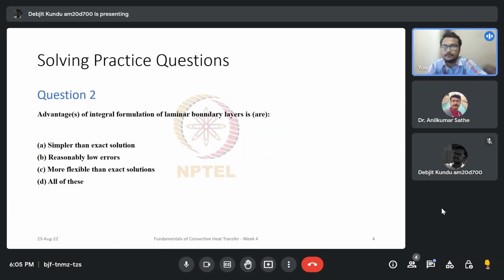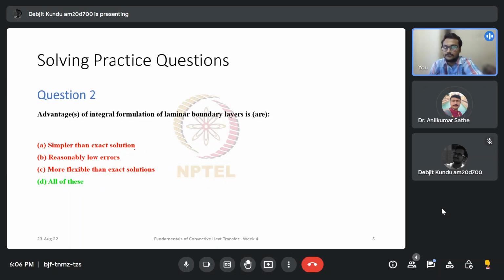Moving on to question number 2. What are the advantages of integral formulation of laminar boundary layers? Is it option A, simpler than exact solution? Option B, reasonably low errors? Option C, more flexible than exact solutions? Or D, all of these? Simpler than exact solutions, so that is true. The other two options are also true. So the correct answer would be all of these.